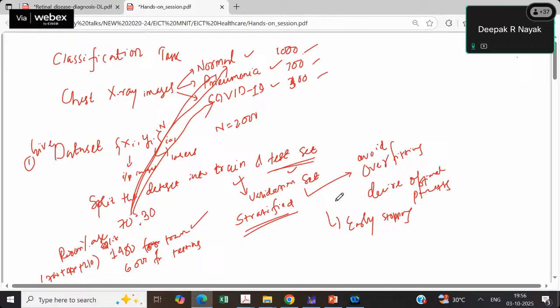And early stopping is one of the criteria, or we can say one of the regularization techniques, which is used to overcome the problem of overfitting. So validation is really very, very important. And how to get this validation?